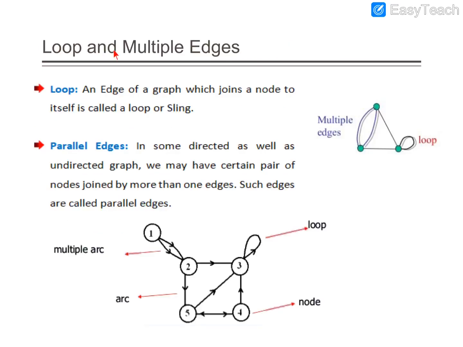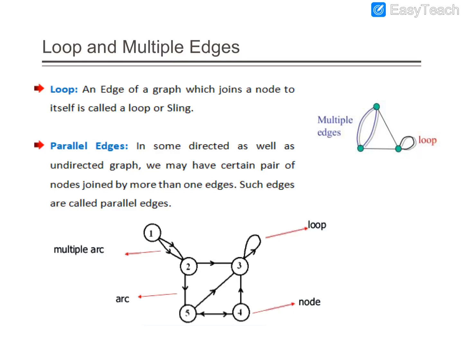Now, what is a loop and multiple edges? An edge of a graph which joins a node to itself is called a loop or a sling. Here in a graph, the loop is denoted, and multiple edges are also denoted in a given graph. A loop is also called a sling, and it joins a node to itself.